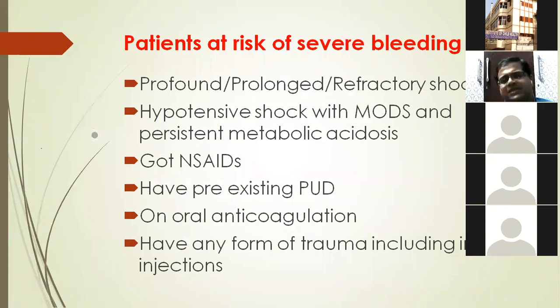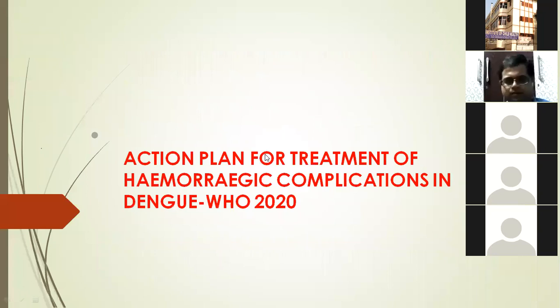So these are the patients who are at a high risk of bleeding: profound, prolonged or refractory shock, hypotensive shock with multiple organ dysfunction, persistent metabolic acidosis, those on NSAIDs, having pre-existing peptic ulcer disease, on oral anticoagulation, or having any form of trauma, including IM injection. So our patient did not fulfill any criteria, hemodynamically stable. So chances are that this is a minor bleeding issue, and it will subside on its own.